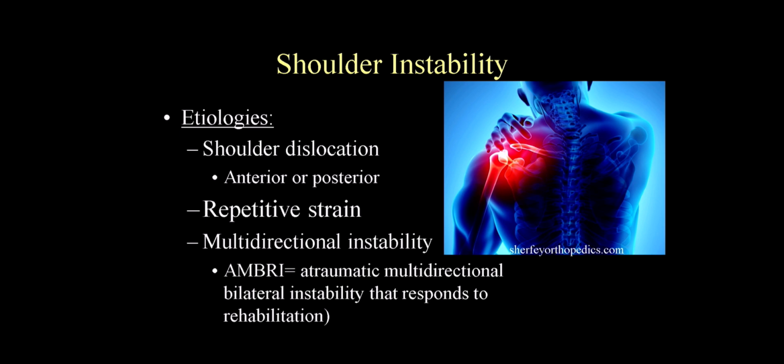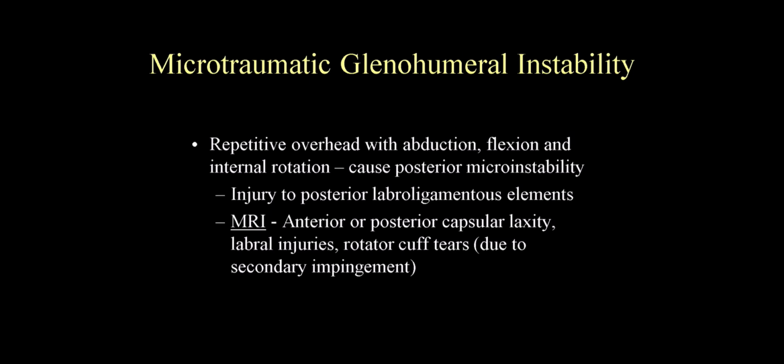One of the acronyms you may come across in the literature is AMBRI. This is atraumatic, multidirectional, bilateral instability. This is not something that's going to go to surgery. Typically they go to physical therapy and they usually improve. With microtraumatic instability, there are repetitive overhead sports, putting these patients into a lot of stress with abduction, flexion, and internal rotation. If they keep doing this, typically in overhead throwing sports, they can develop some instability.